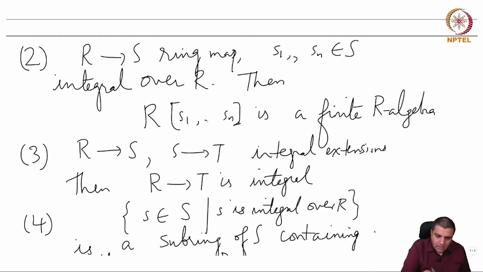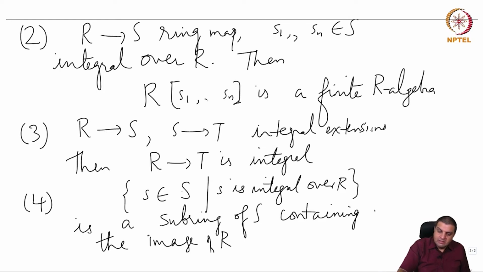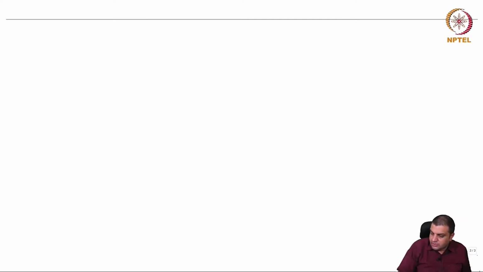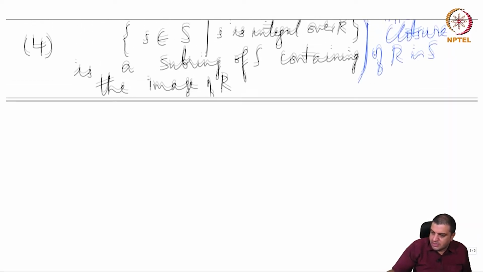And third is, if you have two integral extensions, the composite is also an integral extension. And the final one is the set of integral elements inside a ring is actually a subring. This is called the integral closure of R in S. We'll come back to that in a minute, but let's prove this.